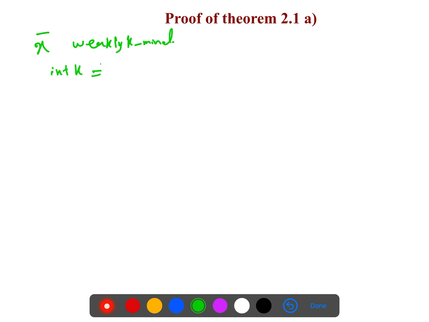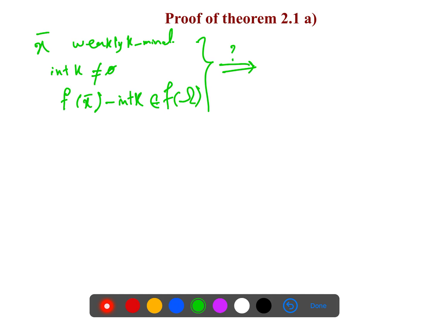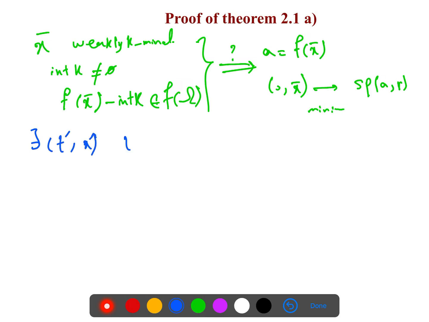So when we say x bar is a weakly K-minimal point, and the interior of K, of course, is not null, then according to the definition, f of x bar minus interior of K is not inside f of omega. From this, I want to prove that if we just set A equal to f of x bar, then not only is 0 and x bar a feasible point, but it is a minimal solution of SP(A, R). I want to prove it by contradiction. So I just assume that there exists a point t prime and x prime. We have found another point, so I assume that it is not a minimal solution.